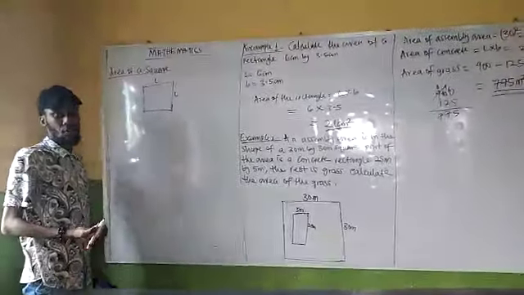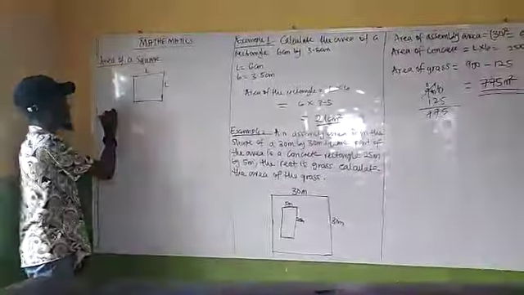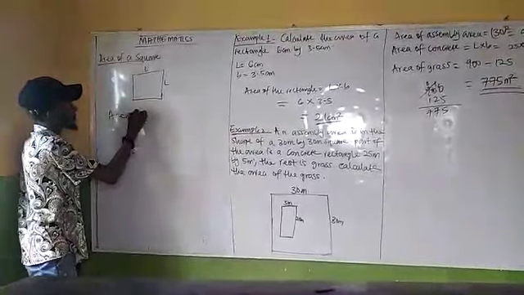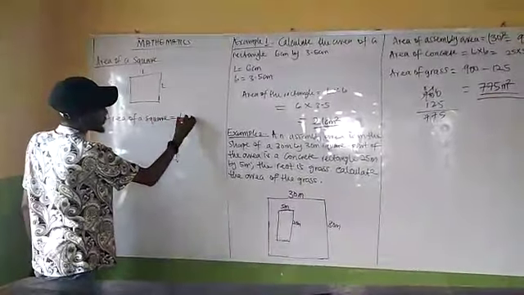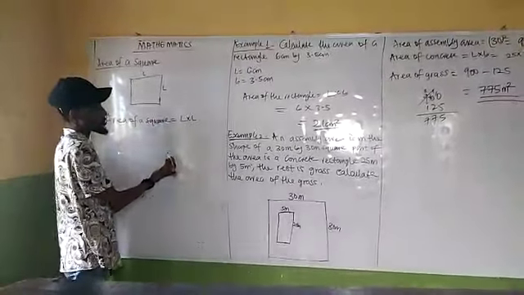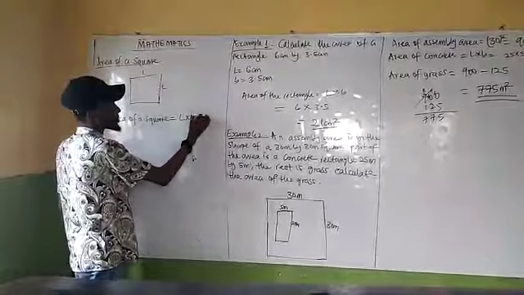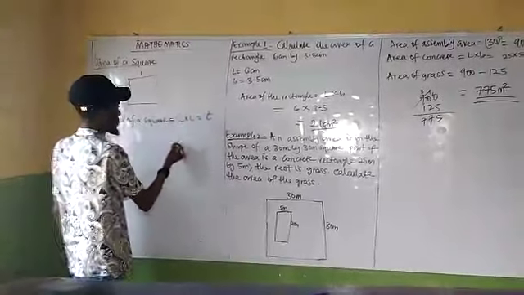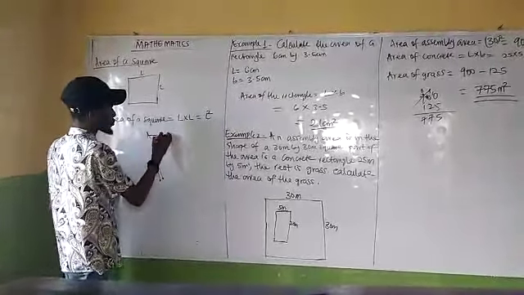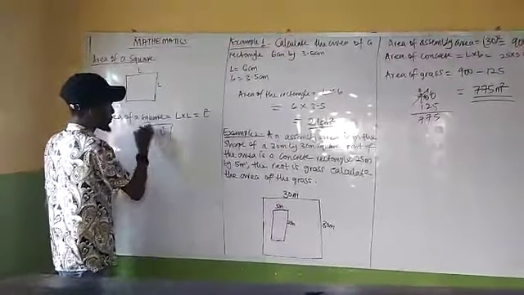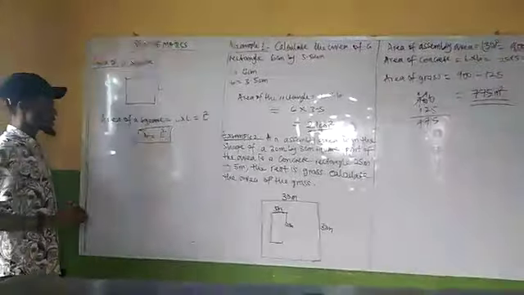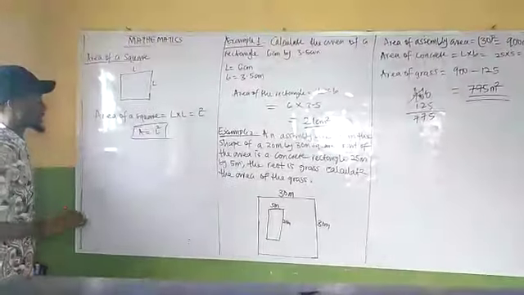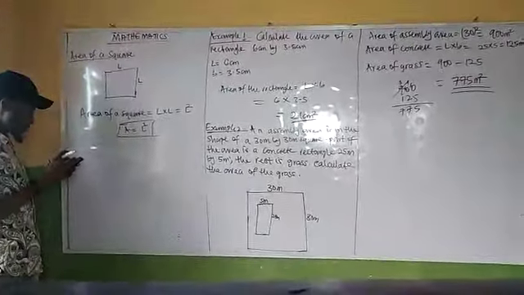So, how do you determine your area? Very simple. We say the area of a square is equal to length times length, which is L square. So area is equal to L square. This is the formula we use to determine the area of a square. Is that clear? So that is that. Let's look at some examples.